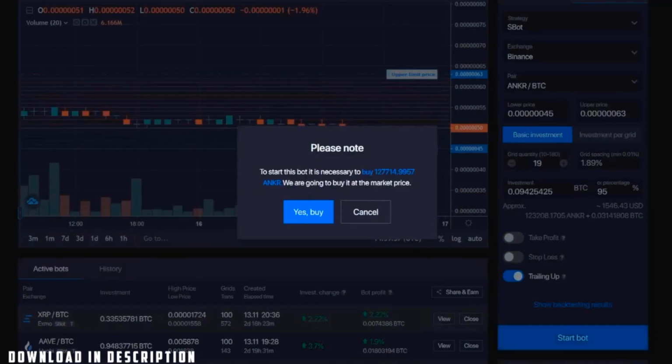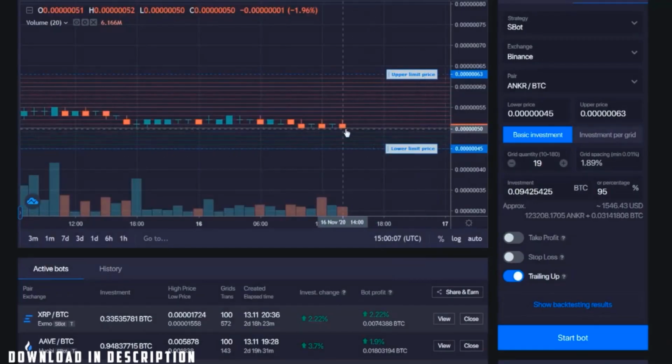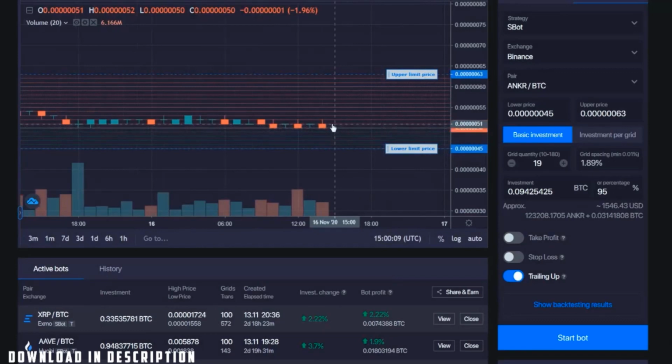Click start the bot and it'll ask me, it's necessary to buy this amount of Anchor. Are you going to do this at the market price? Now this is something that you might want to consider. Is the market price at its lowest point for the moment? I would imagine that the market price would be between these two sats, but if you wanted to, you could do this manually beforehand, or you could just allow it to be bought at the market price.